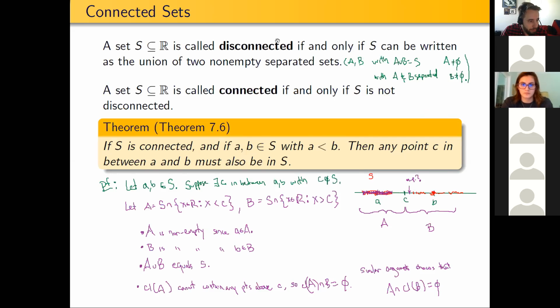I've run out of room down here, but I'll try to write it tiny at the bottom of the board. So, let's use our language precisely. A and B are separated. S is disconnected. It has been written as the union of two non-empty separated sets. And that's problematic because we were assuming initially that S was connected. So, contradiction.